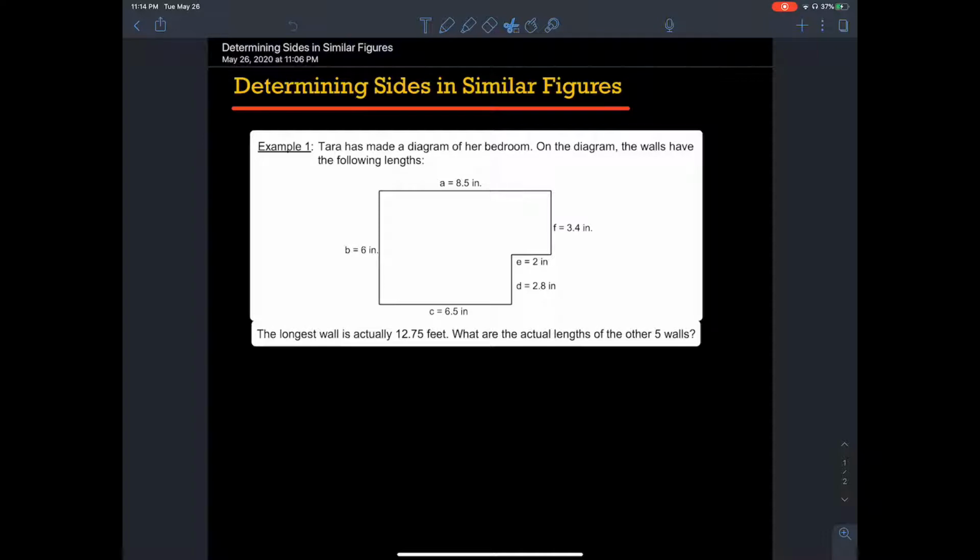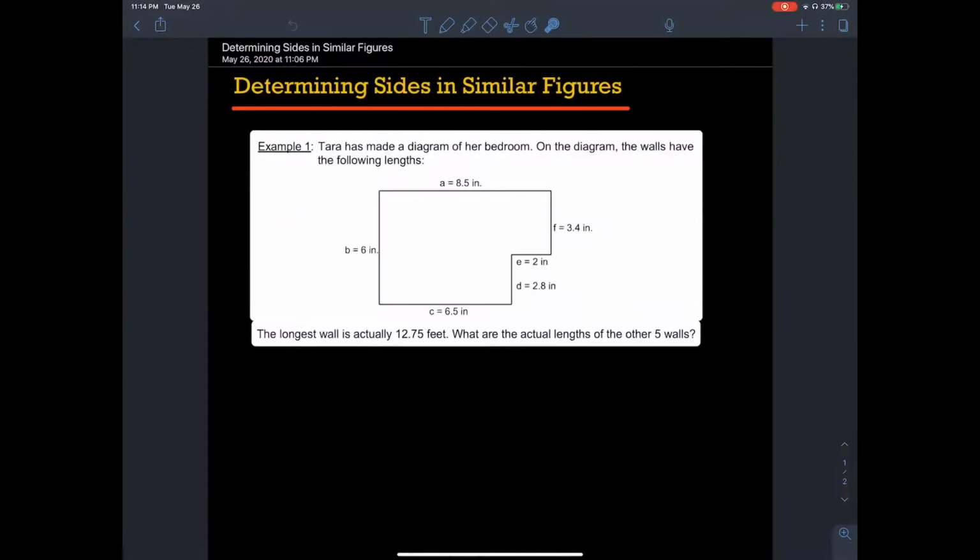We're going to go straight to an example. It's very similar to what we've been talking about in the past with ratios and proportions, and similar figures. We know that similar figures, even though they might not be the same size, share the same angles, and they look like the exact same shape. They're just either scaled down to something smaller or scaled up to something larger.